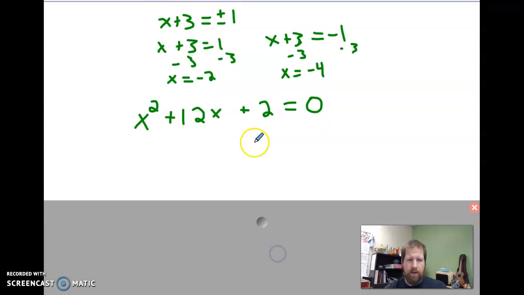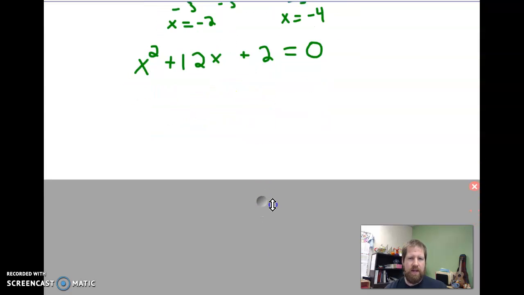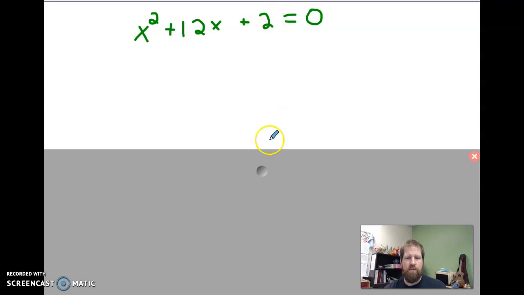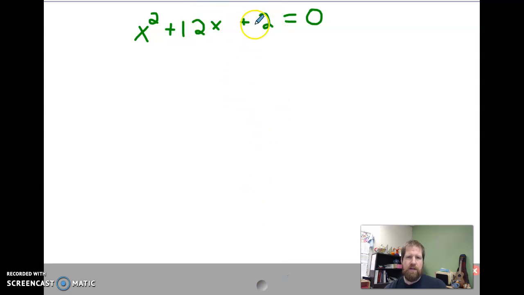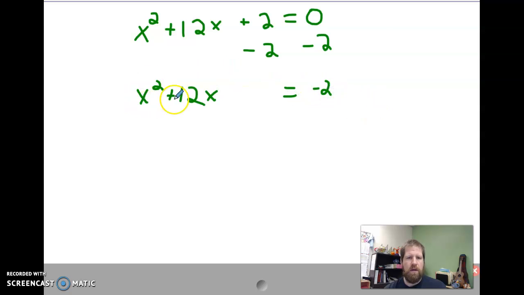But sometimes you'll have a problem like this that is not factorable, right? There's no factors of 2 that add up to 12. So this will not be one we can solve by factoring. We'd have to graph it, or in this case, use completing the square. So if you have one that starts in the standard quadratic equation form, you're going to move that third term over, subtract 2 from both sides, have x squared plus 12x equals -2. Complete the square.